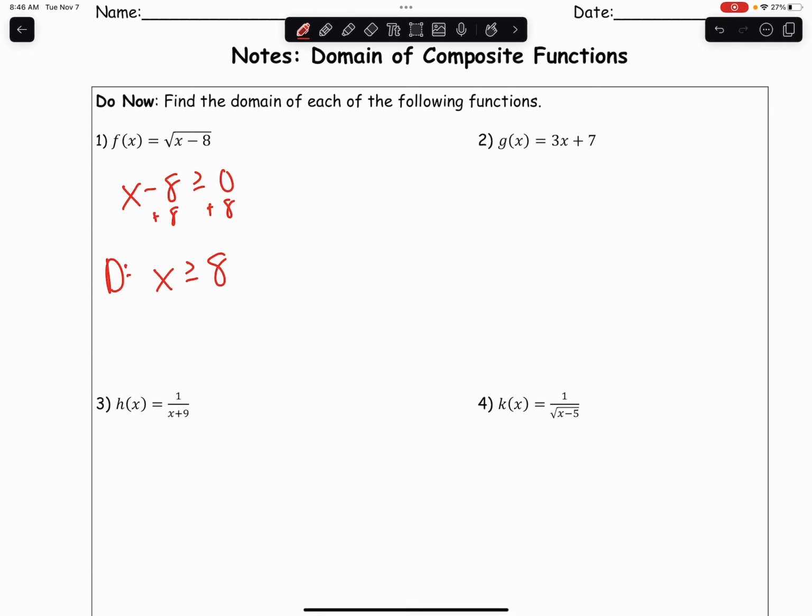Number 2, is there anything restricting our domain in number 2? Well, it's just going to be a straight line. So it's not vertical and it's not horizontal, so we don't have to think about any special exceptions there. So this domain is going to be all real numbers. Or you could say negative infinity and positive infinity, however you want to say that.